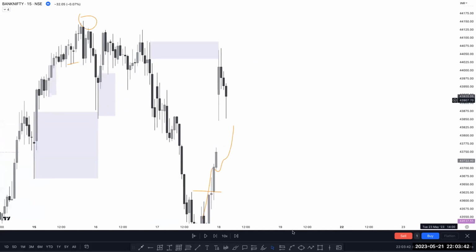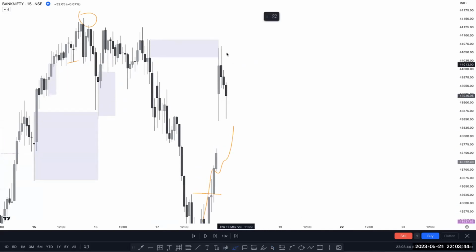Okay. The previous candle high broken, close below it, refinement here. And if you wish to take the entire candle, then you can take it in this one.